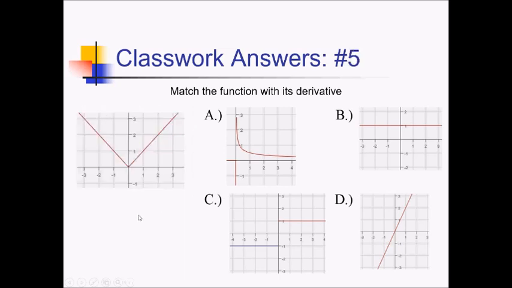On this problem, trying to match this graph with its derivative, we have a slope of -1. Then at this corner here, we're actually undefined, and then our slope jumps to +1. So that's going to be, let's see, -1, +1, undefined in between, choice C.